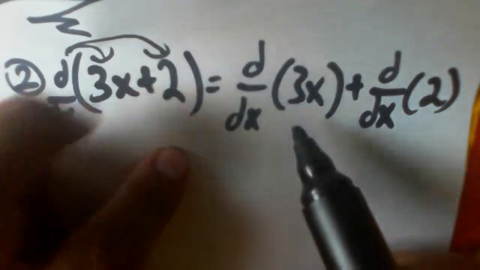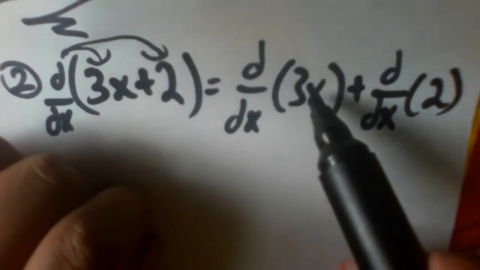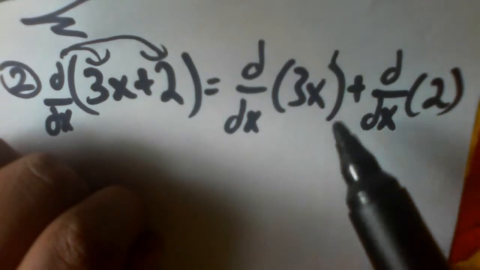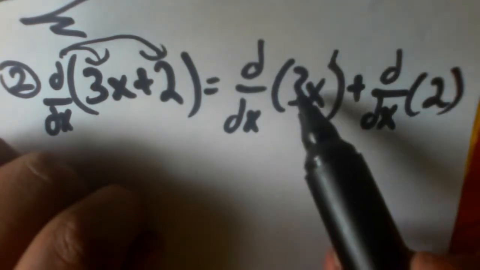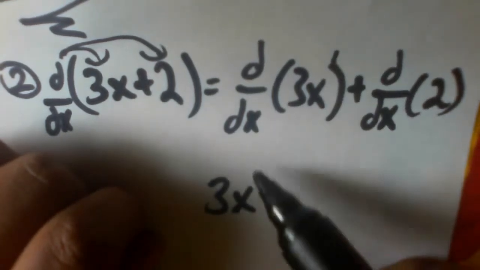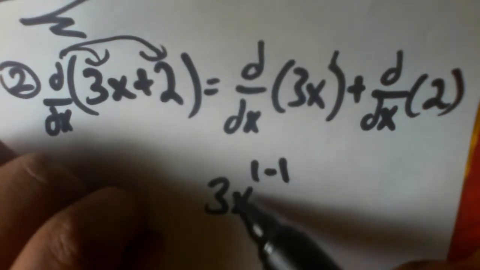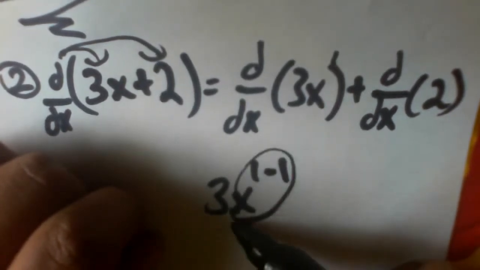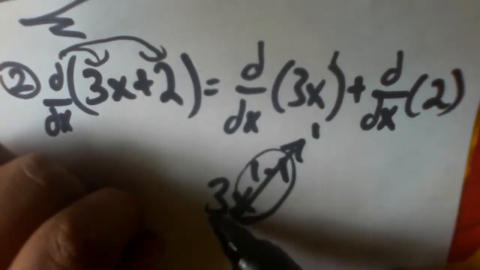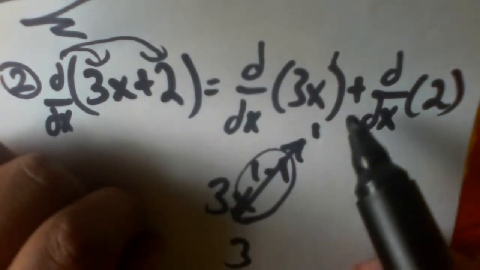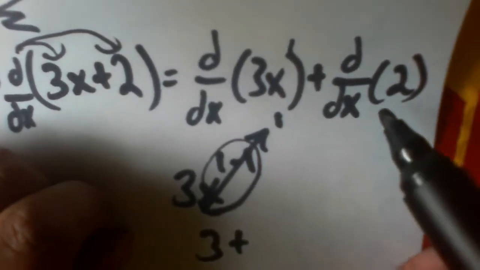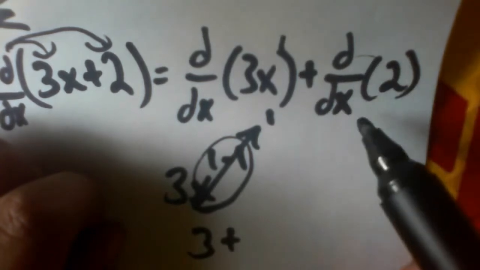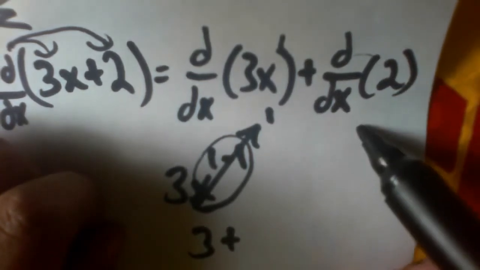The derivative of 3x, well, that was 3x to the first power, so 1 times 3, that's 3x to the 1 minus 1. This is going to be x to the 0, so we can just say this is 1. 3 times 1 is 3. Now plus, and here's something new, the derivative of a constant. The derivative of any constant is going to be 0.